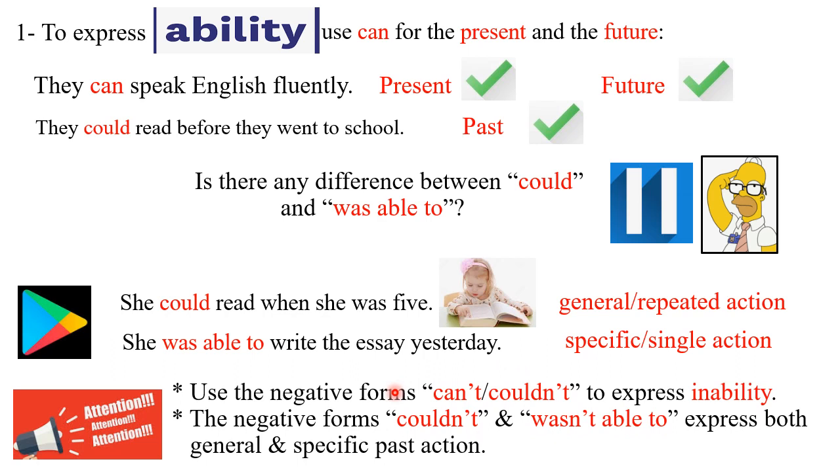Please pay attention to this. We can use the negative forms, can't and couldn't, in order to express inability. But pay attention also to the fact that the negative forms couldn't and wasn't able to express both general and specific past action.